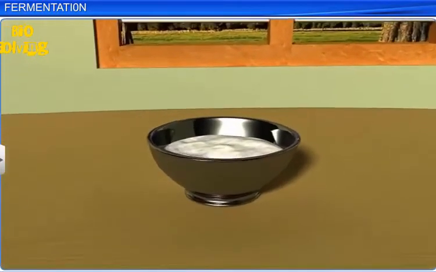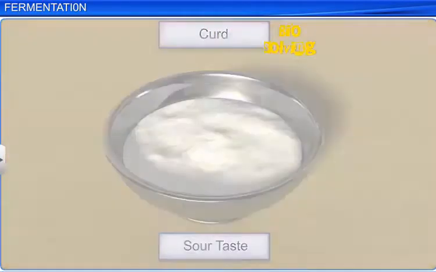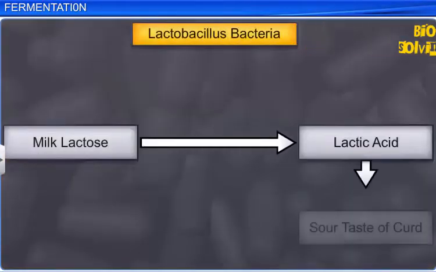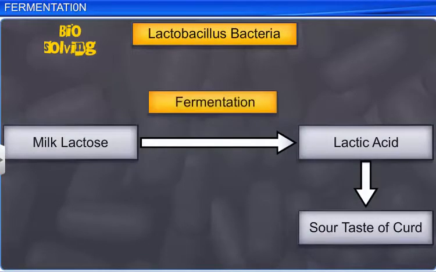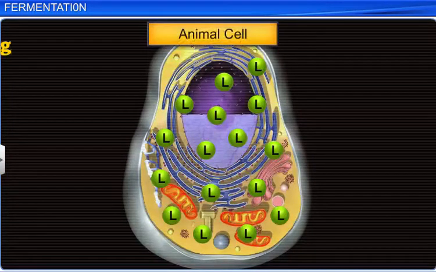For example, curd has a sour taste due to the presence of lactate formed by lactobacillus in fermentation. Lactate is also formed in animal cells under certain conditions.